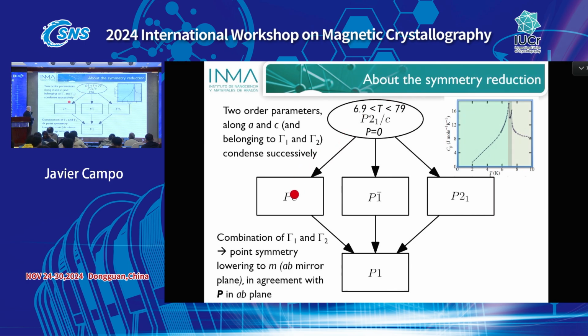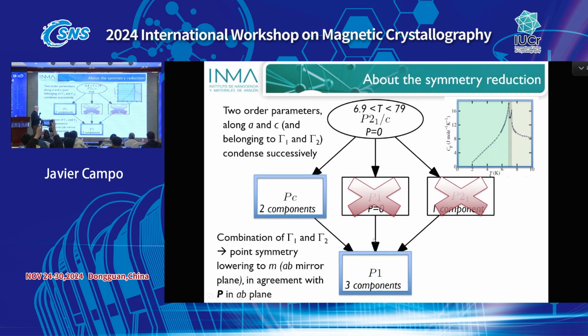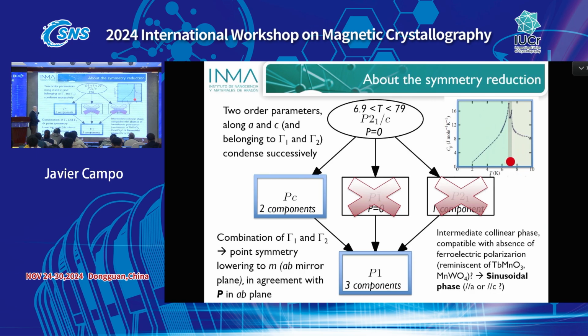Then, at low temperature, we can have one of these space groups, but the only ones that allow polarization with 2 components or 3 components are these groups. And then we need to, by doing this experiment with Cryopad, to see which is the best space group in the low temperature phase. And also, what is happening there, it is a sinusoidal phase pointing along A or along C.